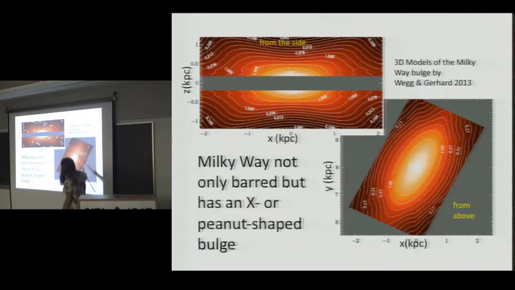And this is the face-on view, which shows the bar. But that bar is actually longer, so this is an oval-shaped bulge now. The bar actually extends more than a couple kiloparsecs. But this is the side-on view, and this is showing you this peanut shape in side-on view.